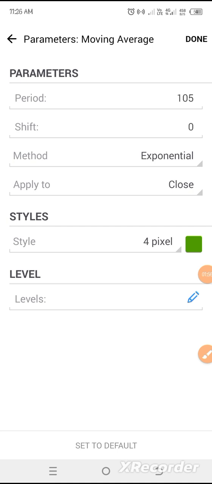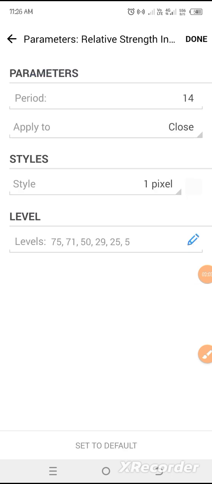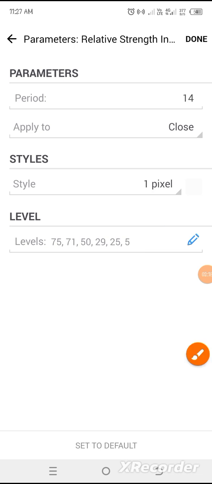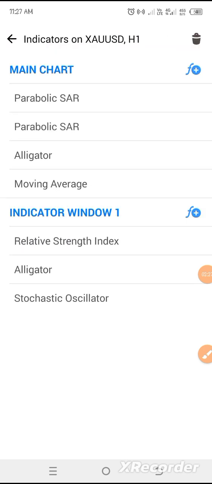Shift 0, exponential, apply to close, any color of your choice. Then at the indicator window 1, we use our relative strength index. Period is 14, apply to close. Make sure that if your chart is black, you put the color to black, and if your chart is white, you use color white. I'm talking about these pixels here. I use white because my chart is white. Then the levels here are 75, 71, 50, 29, 25, and 5. Then you click done, guys.